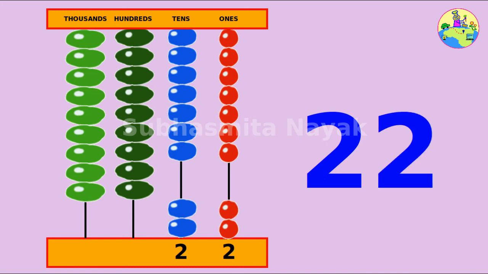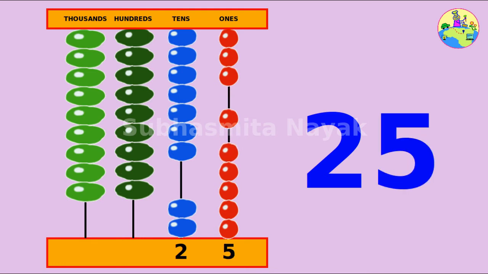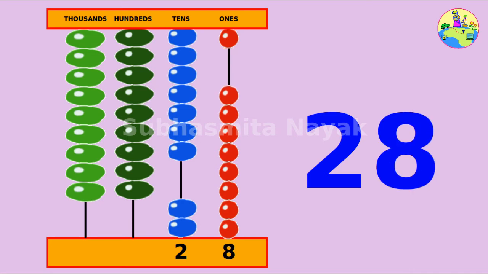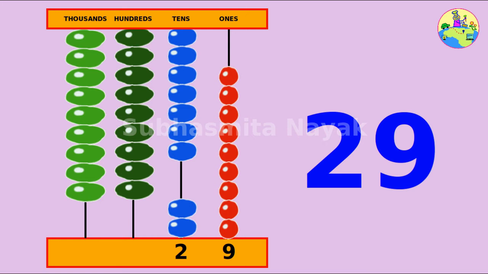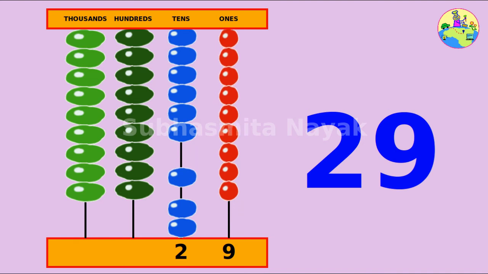22, 23, 24, 25, 26, 27, 28, 29. Now instead of 10 small beads, we will take one more big bead in tens place. So it is 30.